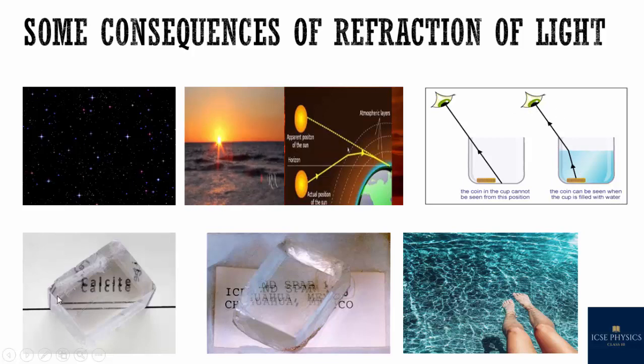Print appears to be raised when seen through a glass block. Similarly, a piece of paper stuck at the bottom of a glass block appears to be raised when seen from above. A tank appears shallower than its actual depth. Similarly, a person's legs appear to be shorter when standing in a tank. So these are the consequences of refraction of light.